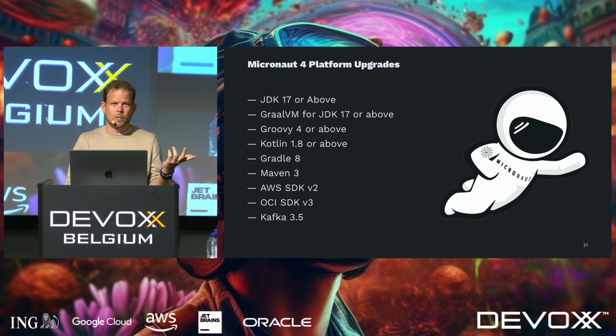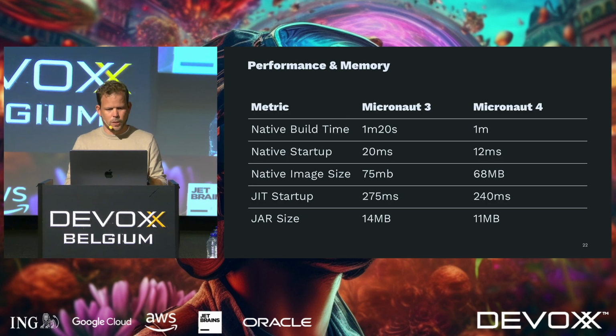For the other languages we support, like Groovy and Kotlin, we also bumped them in a version. We bumped them in a version of Gradle 8. We bumped them in a version of Maven. Certain SDKs we support are now bumped up. Things like Kafka 3, Micronaut 3 was based on Kafka 2 for the Kafka module. So basically, bringing all those things up to date with what's the most recent.